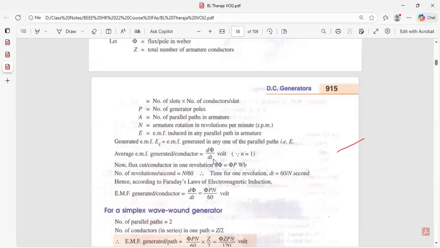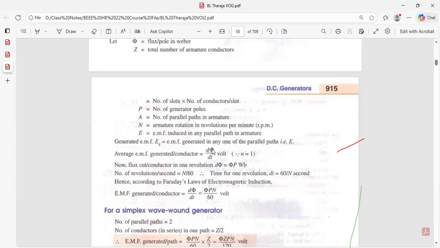Now I want d phi and dt. D phi is equal to phi into P, where P is the number of poles. What is the total flux change? D means derivative, and derivative means change. D phi is the change with respect to time. Dt means change in time. D phi means change in the flux.